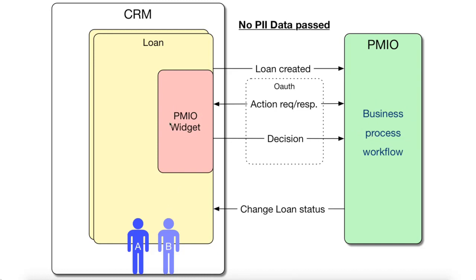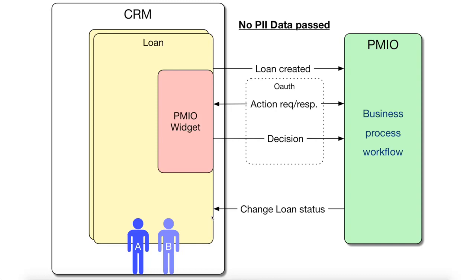Let's see how this works. When the loan is created, a webhook is called to notify the ProcessMaker engine that the loan has been created, and only the case ID, which is generated by the CRM, and the amount are passed to PMIO. With only these two fields of totally anonymized data, the ProcessMaker IO engine can initiate a specific process workflow for the newly created loan request. This workflow was defined in the BPMN 2.0 standard using a BPMN 2.0 editor.